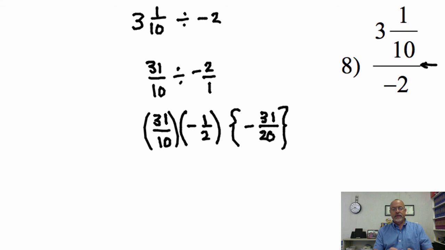Once you pre-reduce, then just go ahead and multiply those numbers, numerators times numerators, denominators times denominators, and make sure you got all your positives and negatives taken care of so you get the appropriate sign for your final answer.